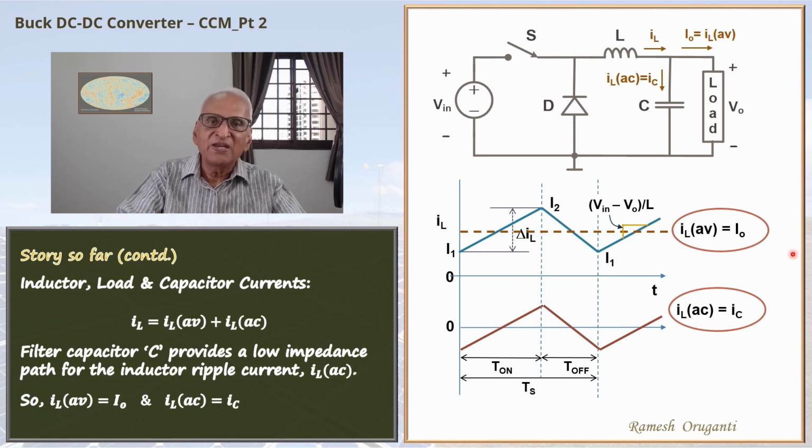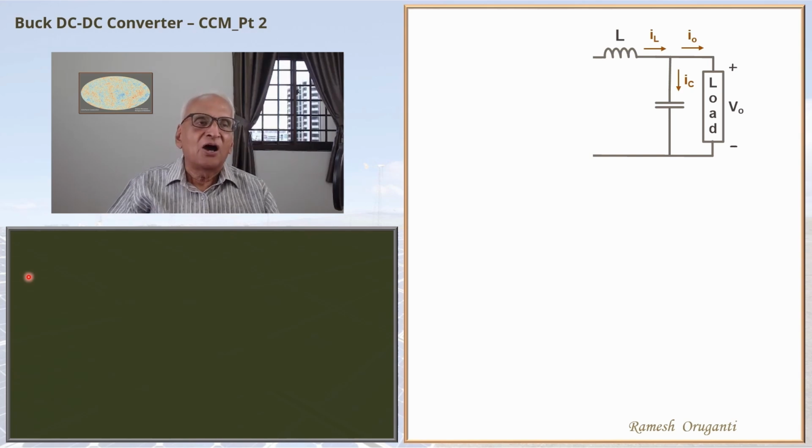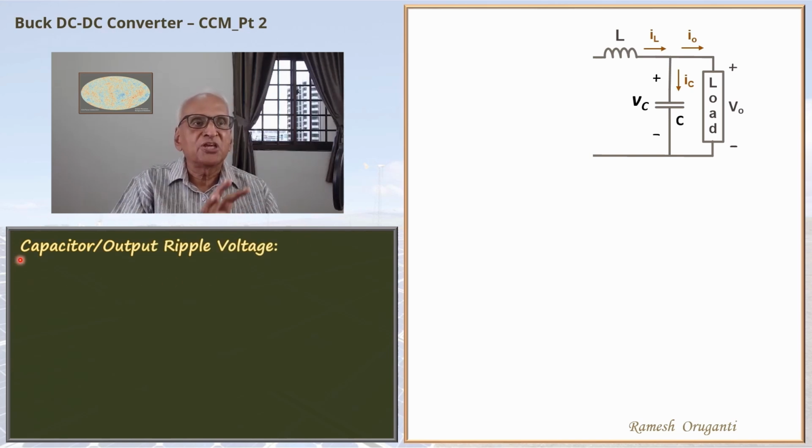Now we will move on to the main topics of this video. First, we will see how to determine the ripple voltage in this capacitor. Next, we will see how to determine the output ripple voltage. In order to do that, we will focus on the output side of the circuit, the LC filter and the load. This is a very important parameter. So many times limits are placed on how much this ripple can be. This defines how good a DC voltage we are getting.